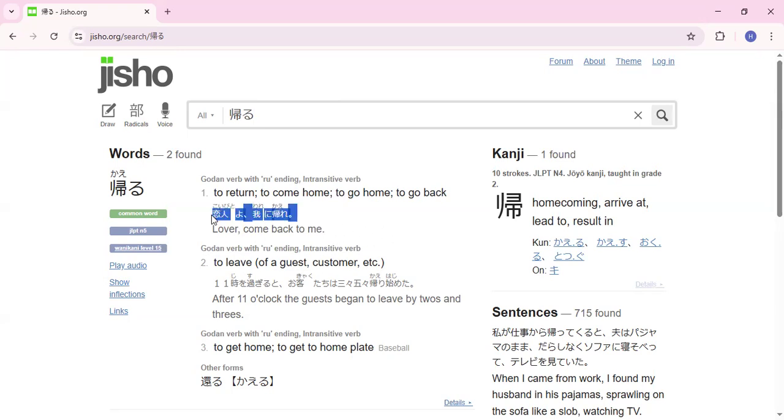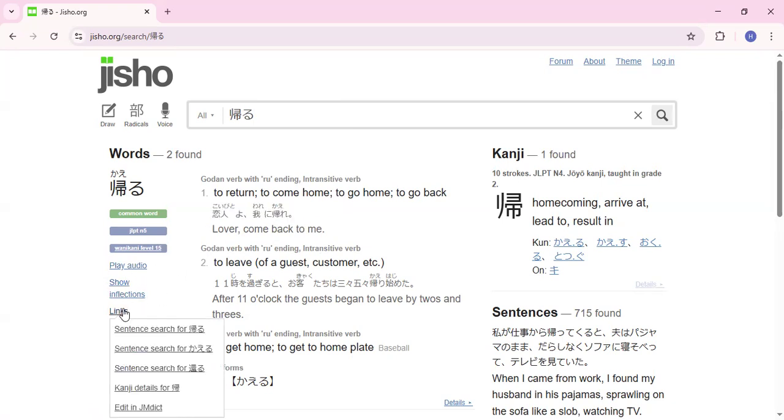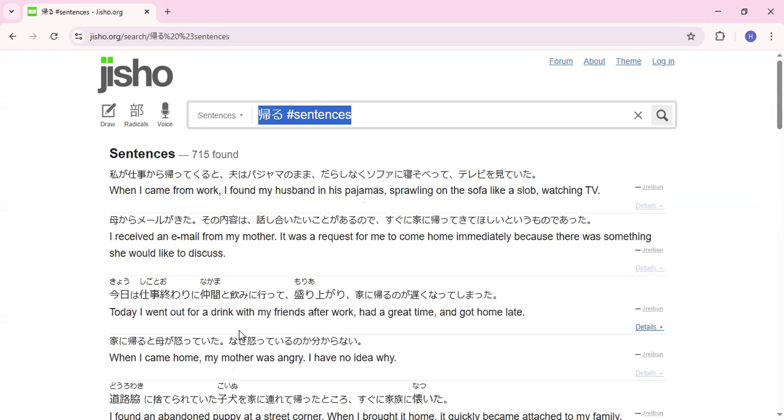This is quite an interesting example. And you can also look at other sentences if you want. Links, sentence search. So you can see many sentences.